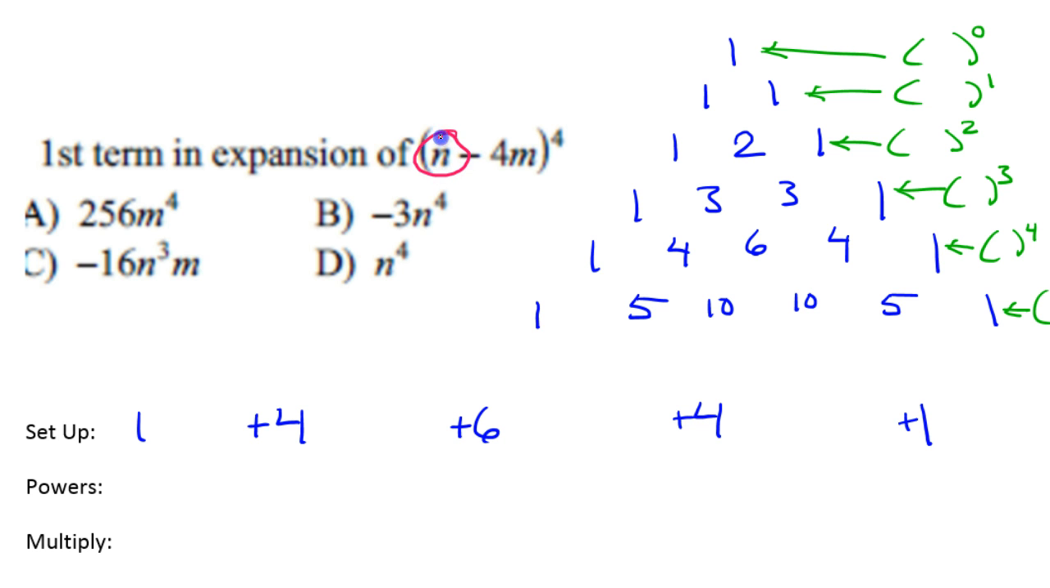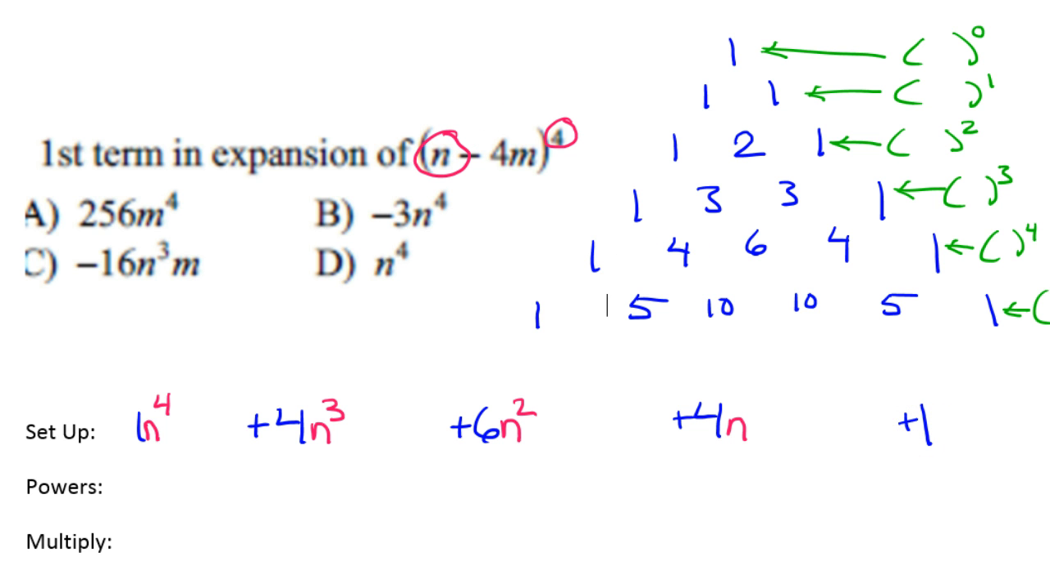Alright, first I look at the first term, n. And I always start with the power of the problem. So I'm going to start off with n to the fourth power, and then I'm going to go decreasing. So n to the third power, n squared, and just plain n. The last one doesn't get any.